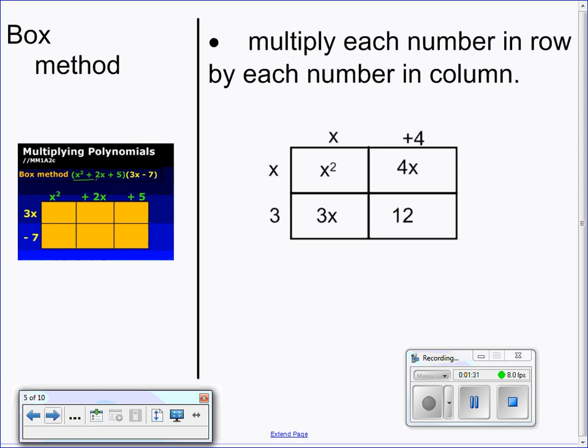And in the box method, you split up your numbers in a box, in a grid. So you put 2 of the monomials on the top, 2 of the monomials from the second polynomial on the bottom, and then you multiply respectively, and then you combine your answer at the end. So you would have x squared plus 7x plus 12. So you combine them at the end.